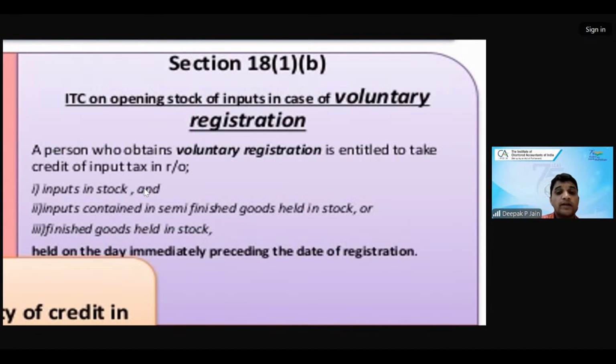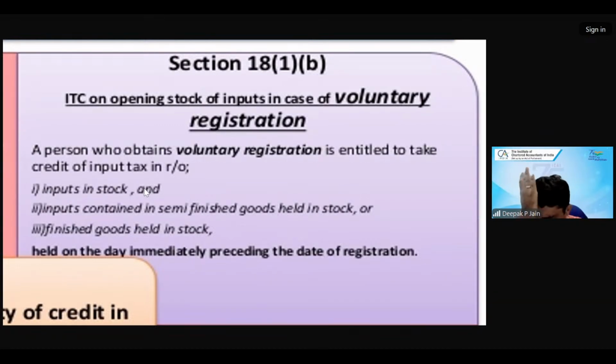So a person who obtains voluntary registration is entitled to take credit of input tax in respect of inputs in stock, inputs contained in semi-finished goods, and finished goods which are held on the day immediately preceding the date of registration.